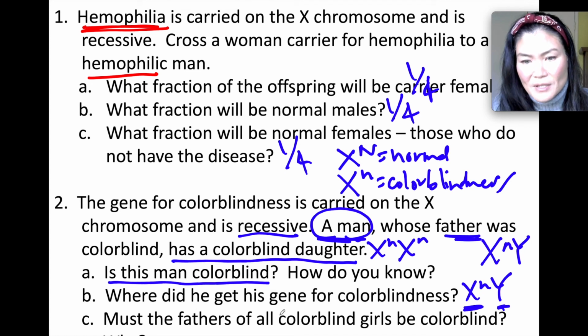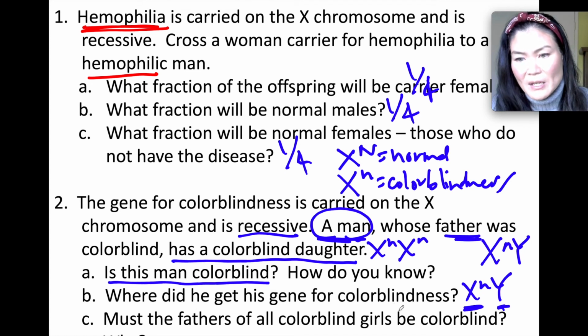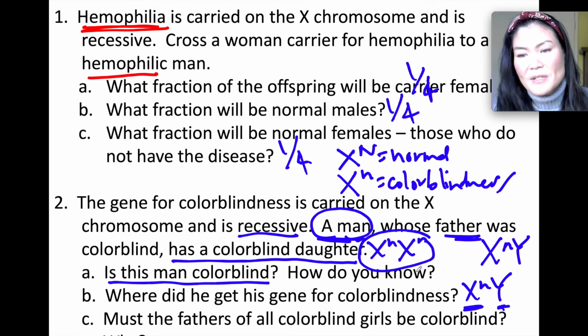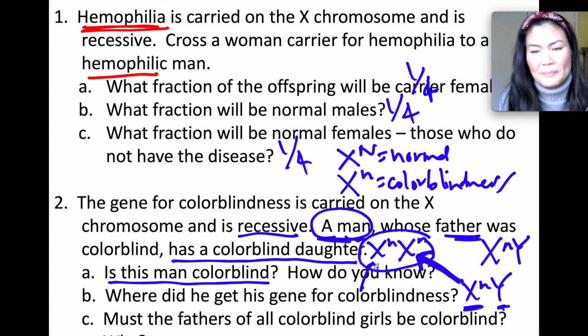Must the fathers of all colorblind girls be colorblind? All colorblind girls are X little n, X little n. Yes, their dad must be colorblind because that X little n comes from the dad. He only has one type of X chromosome to give to his daughter. He must be colorblind. And then the other one comes from the mom. Okay?